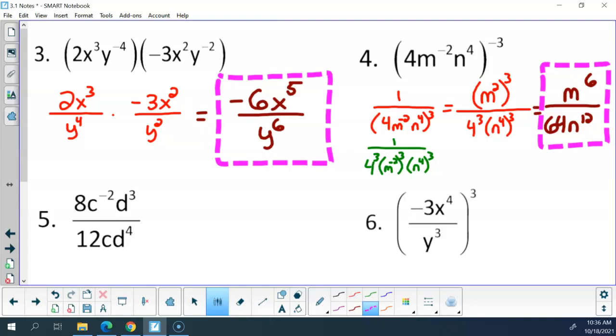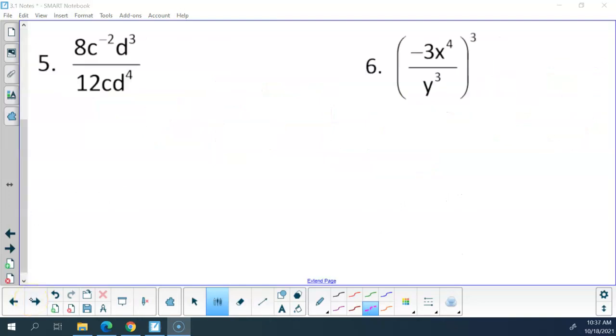First step is what? Take the 8c squared and put it on the bottom? Take the c squared, and put it on the bottom. Just the c squared is all that's being controlled. Then it becomes positive. So it becomes 8d cubed on top, 12cd to the 4th power, and then that c squared from the c to the negative 2 power up top comes in. Right? And now we just simplify.